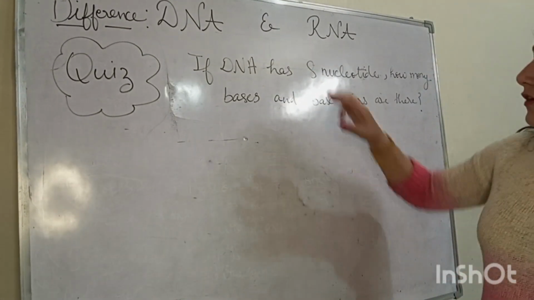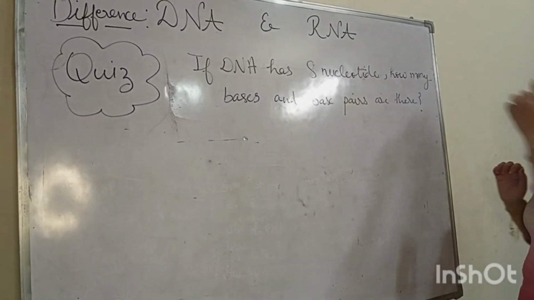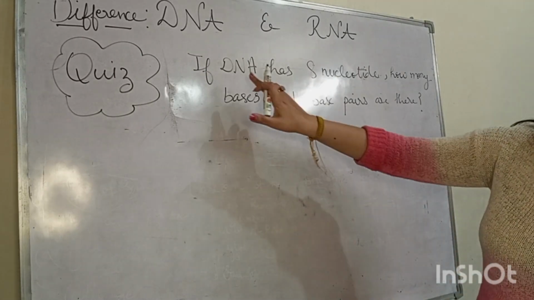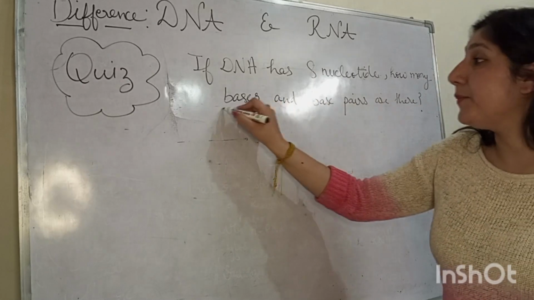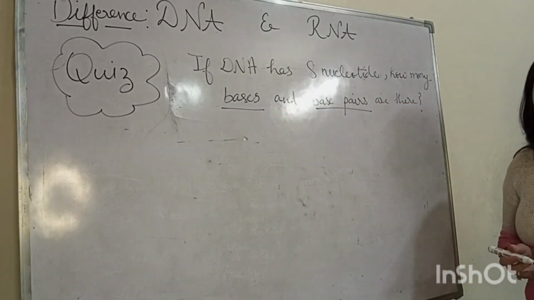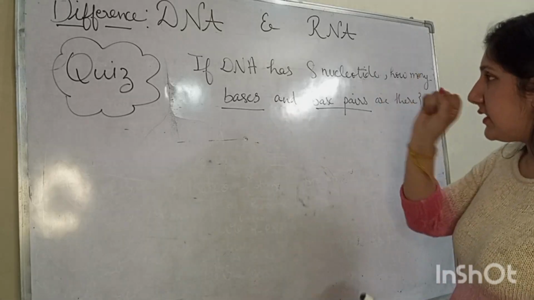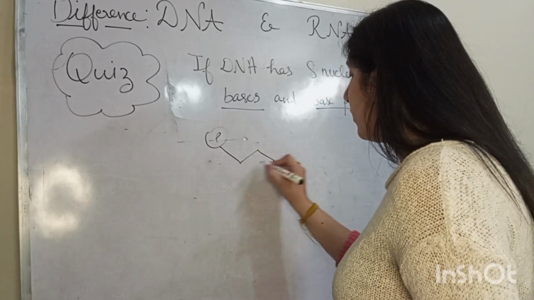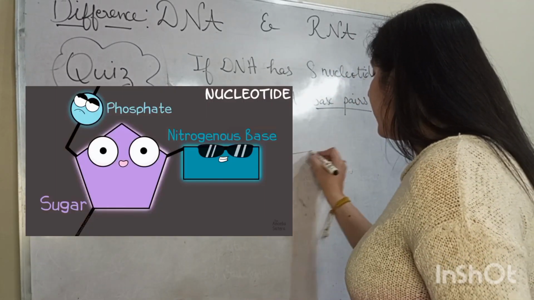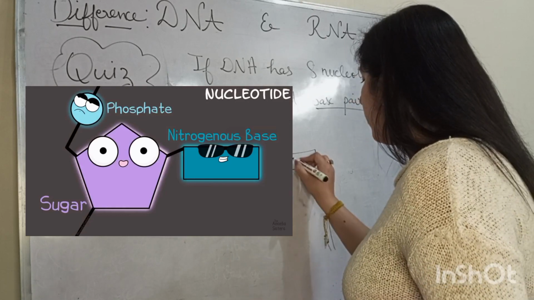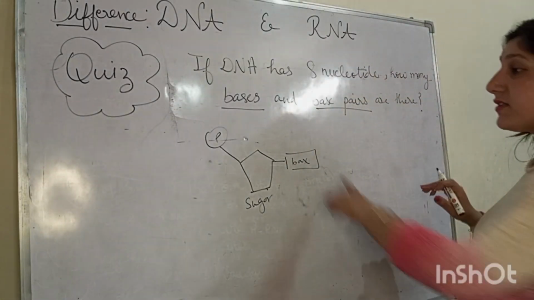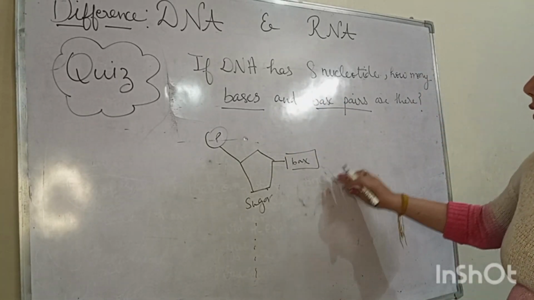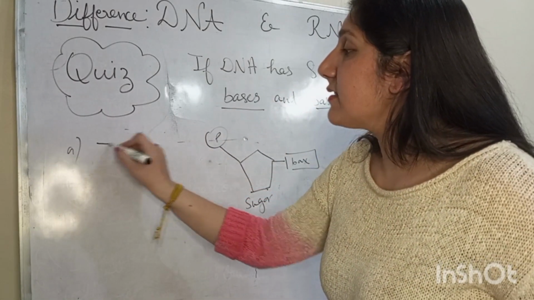The second question is: if a DNA molecule has 8 nucleotides, how many bases and base pairs are there? I repeat, if a DNA has 8 nucleotides, how many bases and how many base pairs are there? As I told you, a DNA nucleotide has a phosphate and a sugar and a base attached to it. So since 8 nucleotides are there, 8 nucleotides will contain 8 bases. So the answer for the first part is: bases are 8.